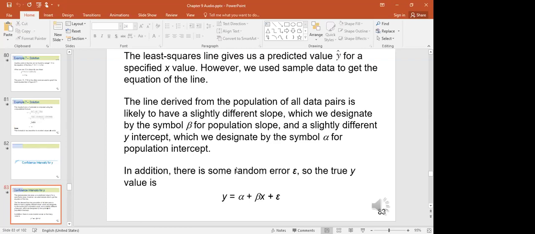Okay, so is that going to be from 0.39 to 0.62? Yes. This is the confidence interval for beta.